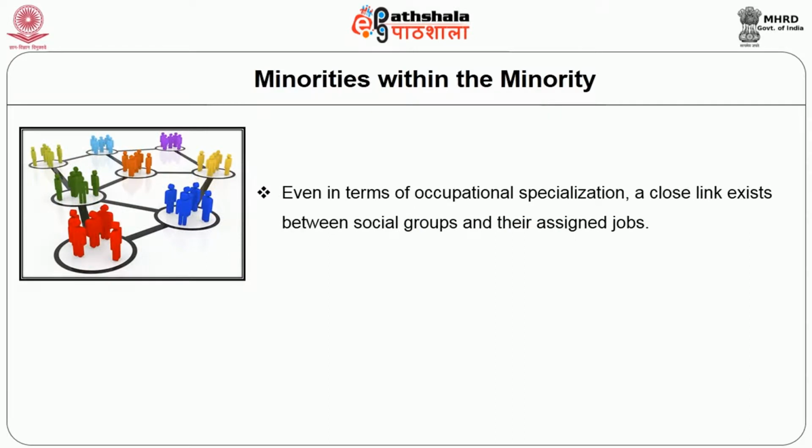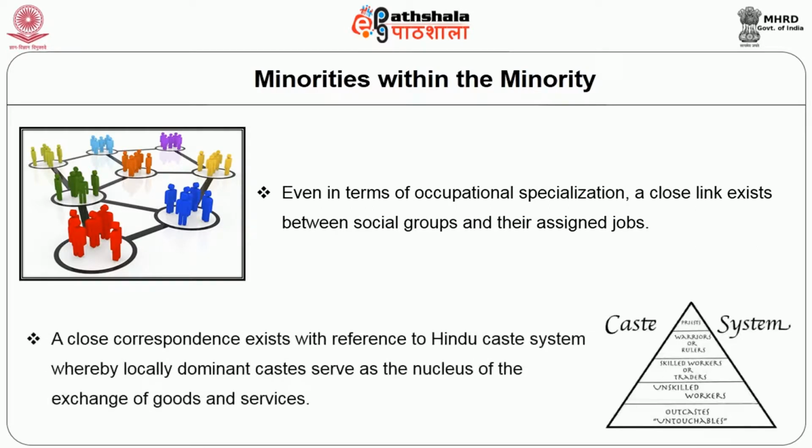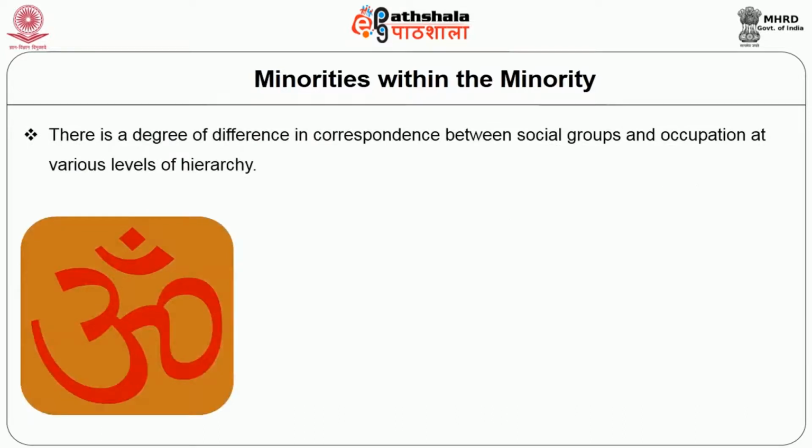Even in terms of occupational specialization, a close link exists between social groups and their assigned jobs. In most cases, a close correspondence exists with reference to the Hindu caste system, whereby locally dominant castes serve as the nucleus of the exchange of goods and services. However, there is a degree of difference in correspondence between social groups and the occupation at various levels of the hierarchy.